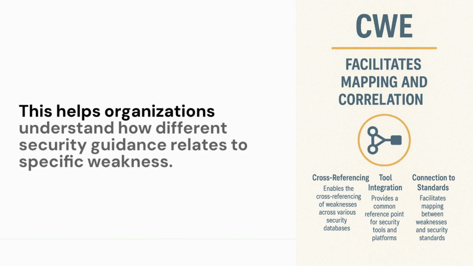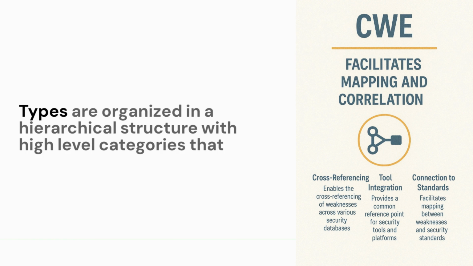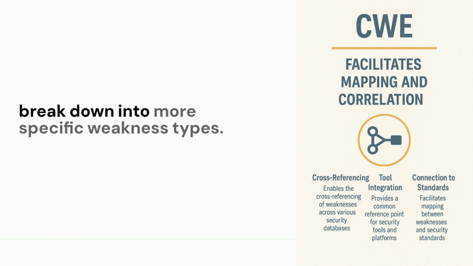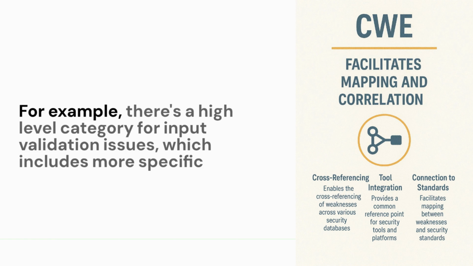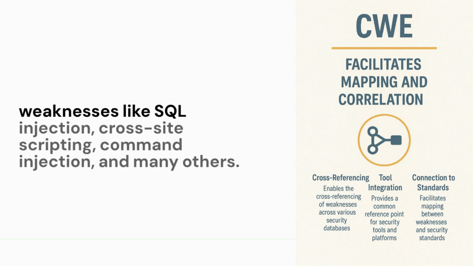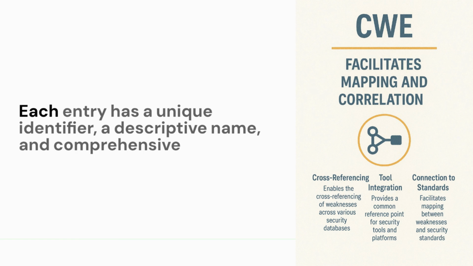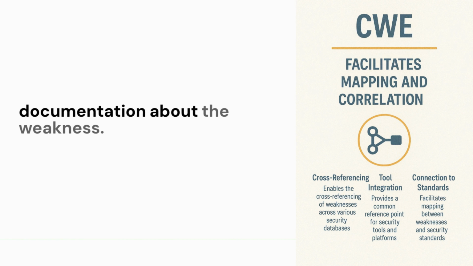This helps organizations understand how different security guidance relates to specific weakness types. CWEs are organized in a hierarchical structure with high-level categories that break down into more specific weakness types. For example, there's a high-level category for input validation issues, which includes more specific weaknesses like SQL injection, cross-site scripting, command injection, and many others. Each CWE entry has a unique identifier, a descriptive name, and comprehensive documentation about the weakness.